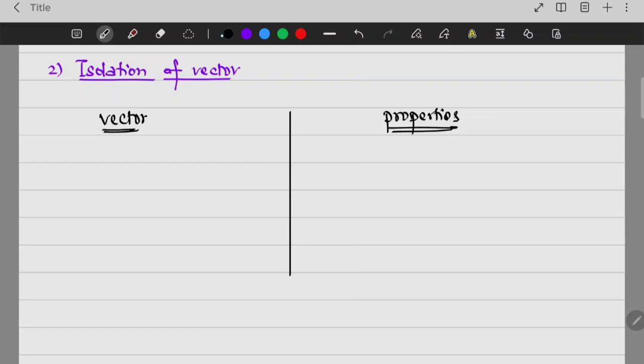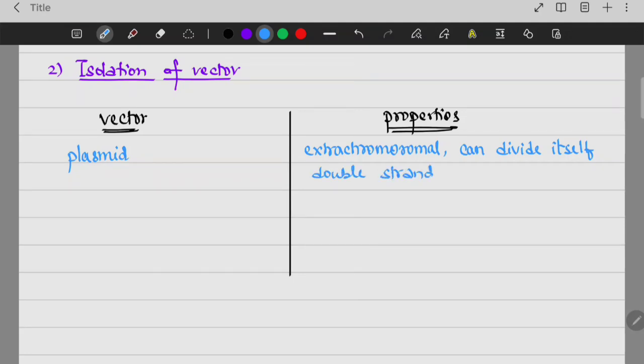So what are the different vectors here? The different vectors like the plasmid. The plasmid has special characteristics: it is extra chromosomally present in the bacteria, and it is double stranded, and another special feature is that it can replicate by itself without any connection to the main bacterial chromosome. So the characteristics are: extra chromosomal, can divide itself, and last one is double stranded. Second one is the cosmid. So what is cosmid? Plasmid with bacteriophage.